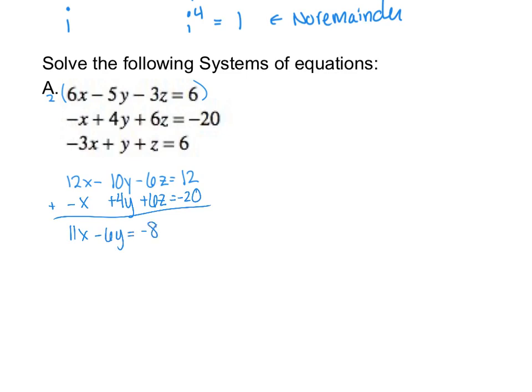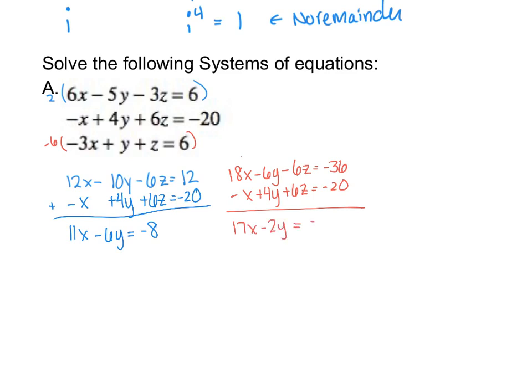So now I have to use the one I didn't use. So let's change my color here. I didn't use the last guy, so I'm going to multiply him by -6. So positive 18x minus 6y minus 6z equals -36. -x plus 4y plus 6z equals -20. Add these together. I get 17x minus 2y equals -56.